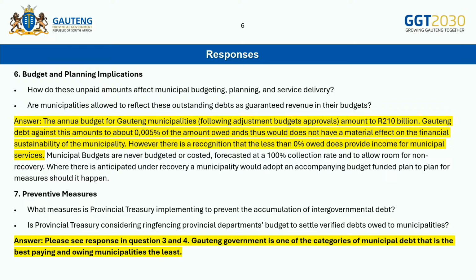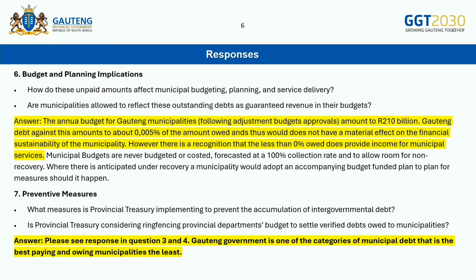Chair, just in terms of preventative measures, what measures is the Provincial Treasury implementing to prevent the accumulation of intergovernmental debt? And Chair, there was also a question asked around the ring fencing of provincial department budgets. Now, Chair, one thing is important to note there, and the response provided in question 3 and 4 needs to be read in conjunction with our response here. Chair, and also the other point I wanted to mention was around Gauteng government debt.